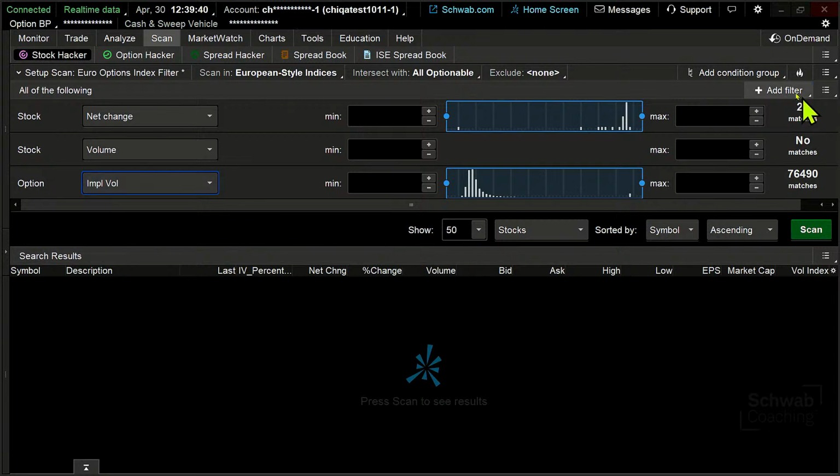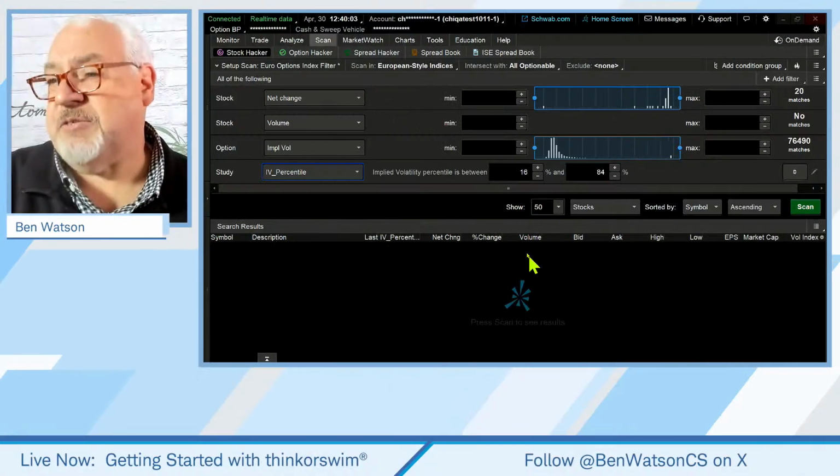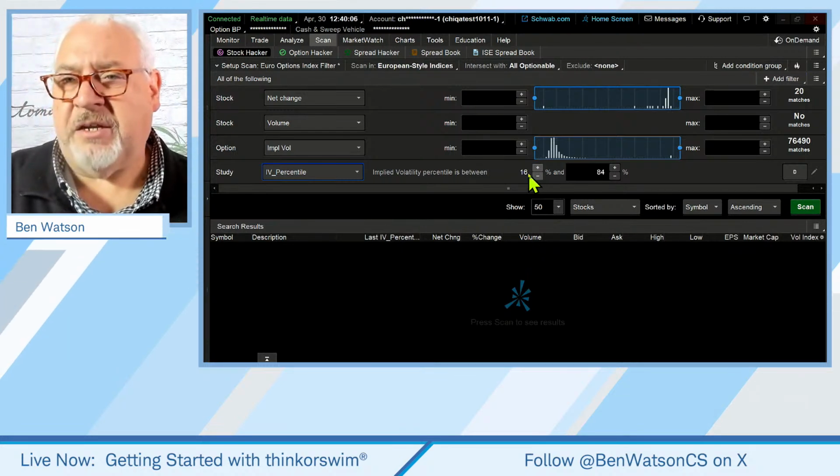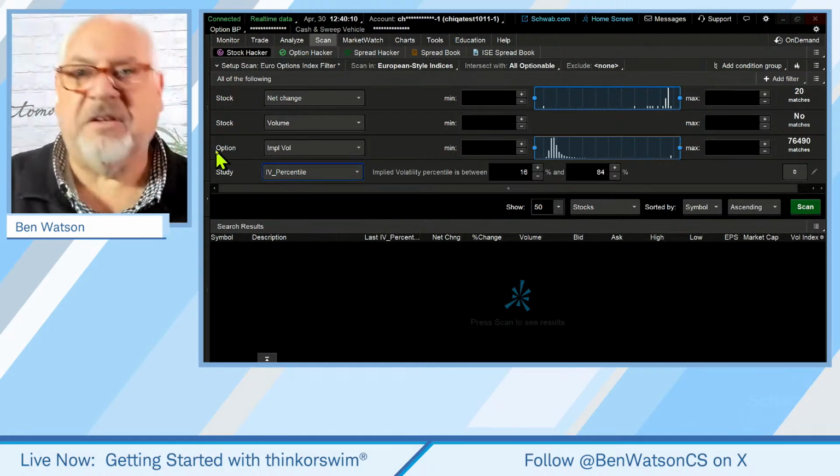One of the other things you can do, in the live money account but not in the paper trading account, is put on a study. One of the studies we could use in this case is implied volatility percentile, and you could bracket a certain range. So if you wanted to see the implied volatility percentile numbers, that current implied volatility percentile we looked at on today's option statistics, you can put that into a search right here using that study.